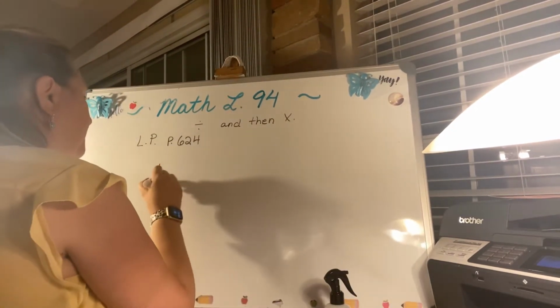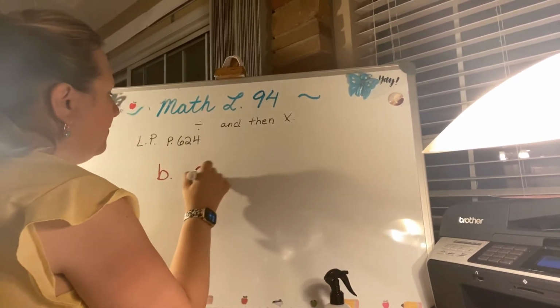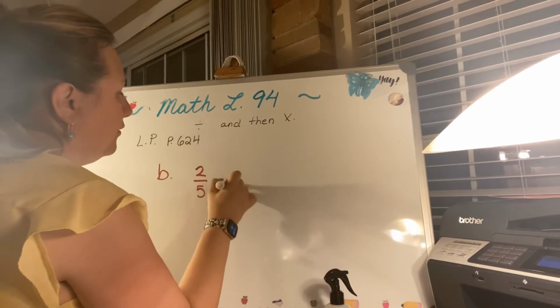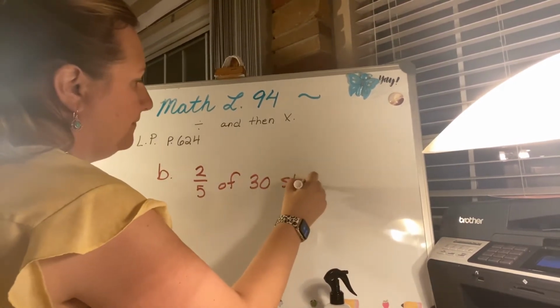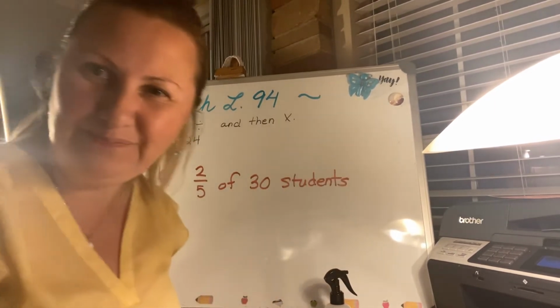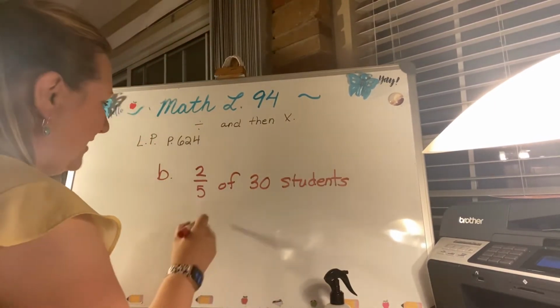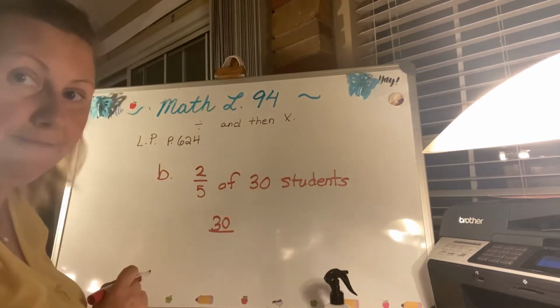So B. Okay, so we're looking for 2/5 of 30 students. Are you with me? I hope you're with me. Okay, so how would we diagram it? We're going to write down 30.